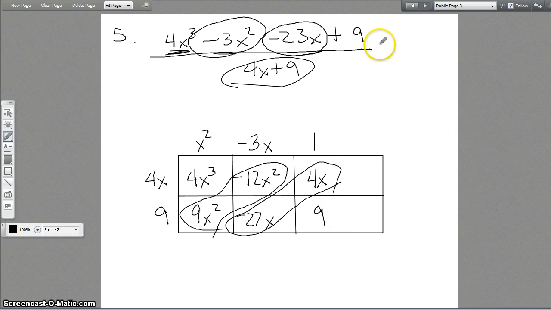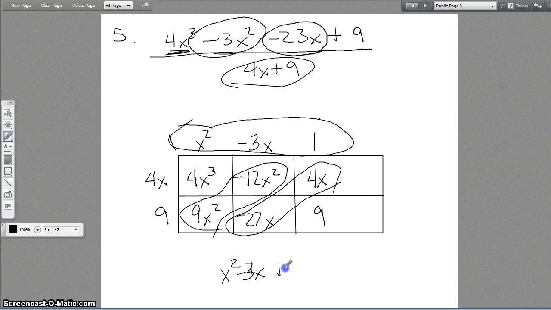So for number 5, find the quotient by drawing a diagram. Well, the quotient is going to be this part up here. So you need to make sure that after you've done this that you actually write out the answer. The answer is x squared minus 3x plus 1. That is our quotient. When we divide this out, x squared minus 3x plus 1 is our answer. So this is number 5, part B, and that is just like number 12.